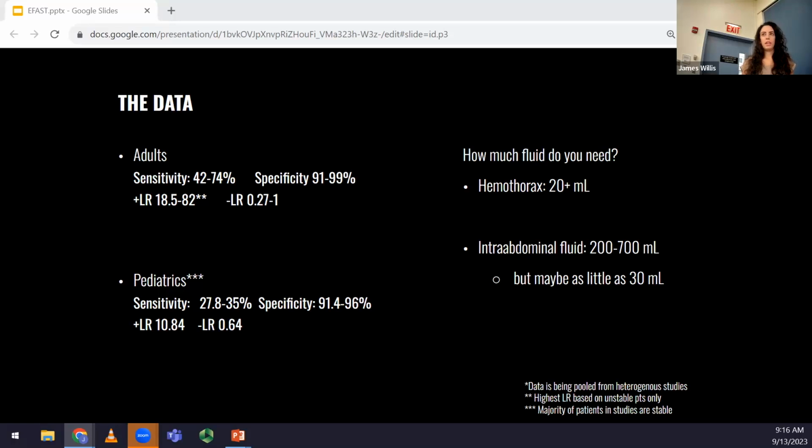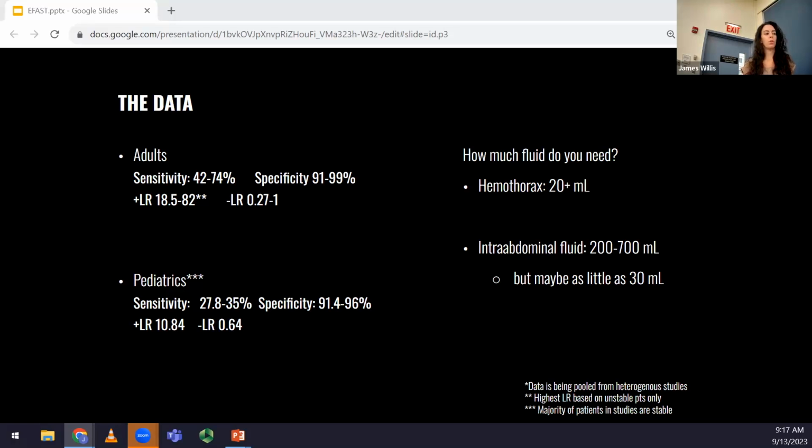Then how much fluid do we need to have a positive FAST exam? There's a little bit of mixed data on this, but from most reliably what I could find, for a hemothorax, you maybe only need 20 mils of fluid to have a positive ultrasound finding.